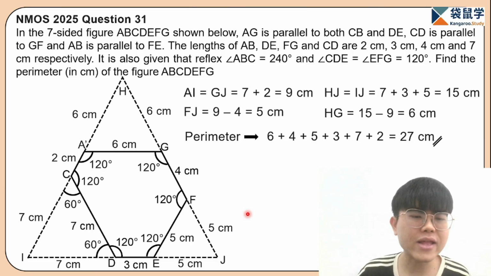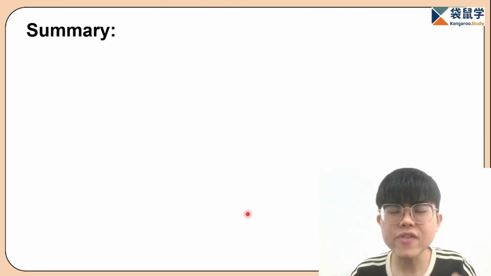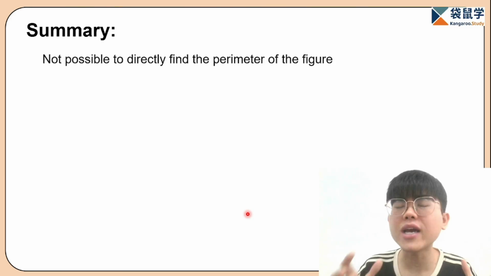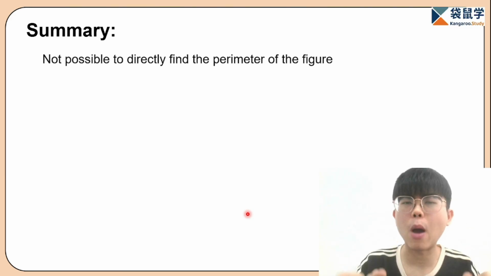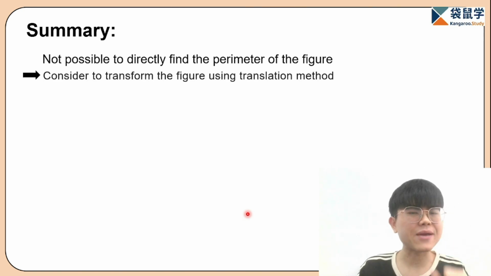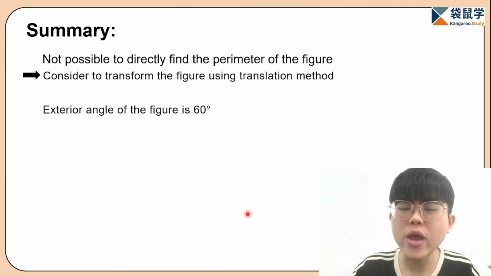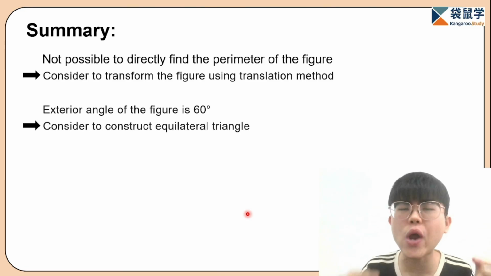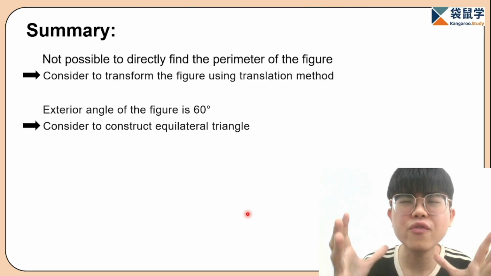Alright, now everyone, let's summarize what we learned from this question. So you can see that if the question given, we are not able to directly calculate the perimeter, we can try to consider transforming our figure. And in this case, we use the translation method. Second thing, when you see that the exterior angle of the figure is 60 degrees, we can try to consider constructing equilateral triangles. This is what we consider, and this is what we learn from this question.